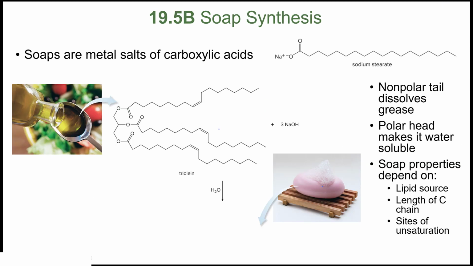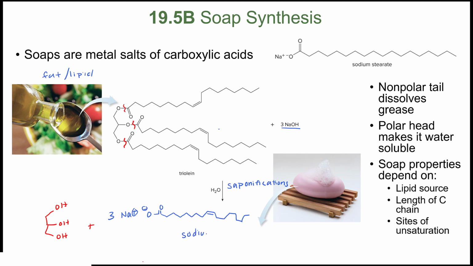Soaps are salts of carboxylic acids, and you may recall discussing soaps in chapter 17. And this is an example of one soap, which is sodium stearate. And the way that soaps form is you take some fat or lipid, and that contains your triacylglycerol. This one happens to be triolein. We're going to add 3 molecules of sodium hydroxide for every 1 fat. So this is going to undergo a saponification because it's under basic conditions. And then we're going to break up our ester linkages here, and we'll form glycerol. And then we're going to get 3 molecules of the sodium salt. So this is sodium oleate.